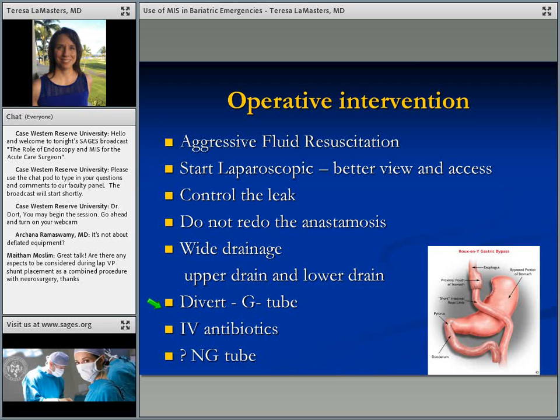CT scan is probably the most helpful diagnostic test, but it's still only going to be diagnostic 85% of the time. So again, this is something where if you really think this is what's going on, the best place to make that diagnosis is probably the operating room. Abdominal x-ray can be helpful to start with because if you see an obstruction, you already know where you're going. But if it doesn't show an obstruction, that doesn't mean that it's not there.